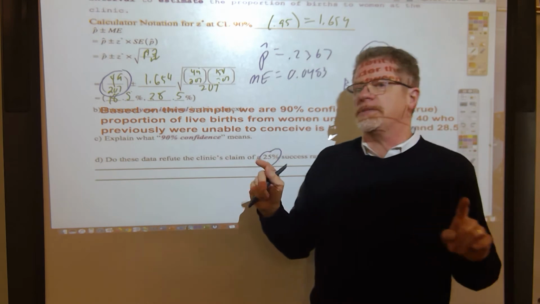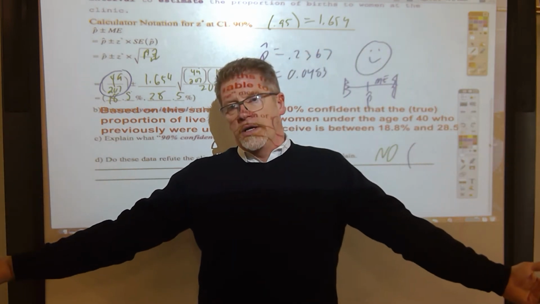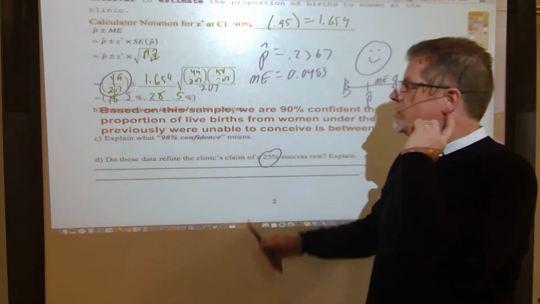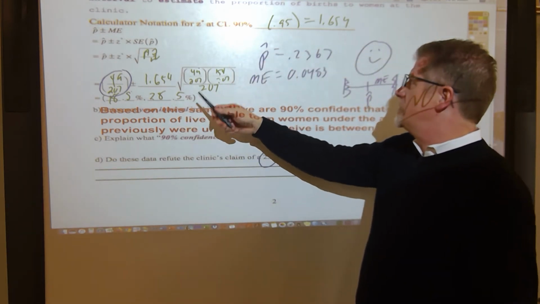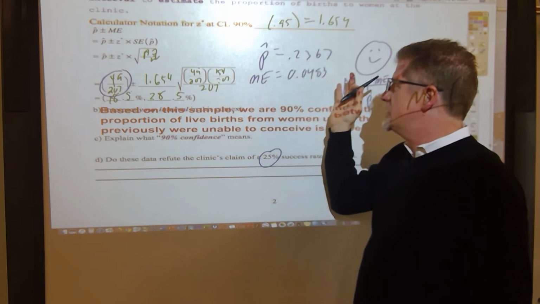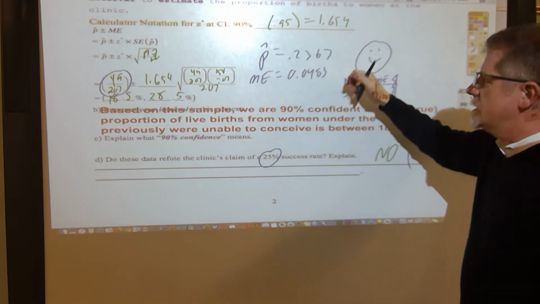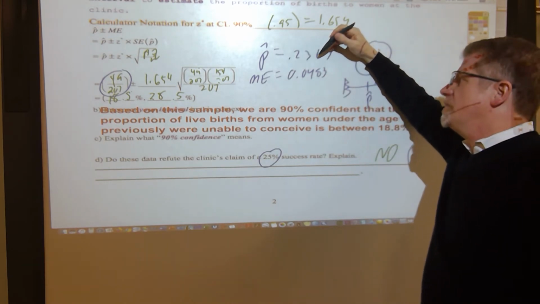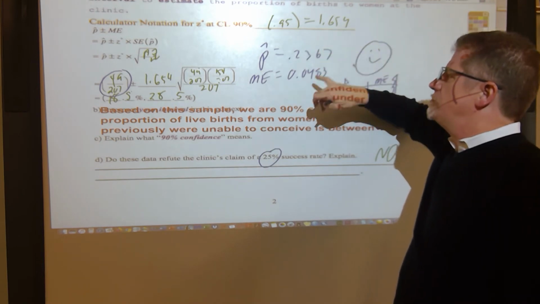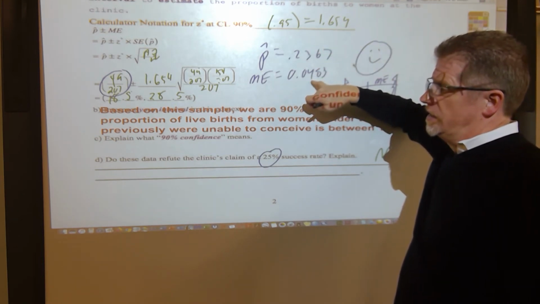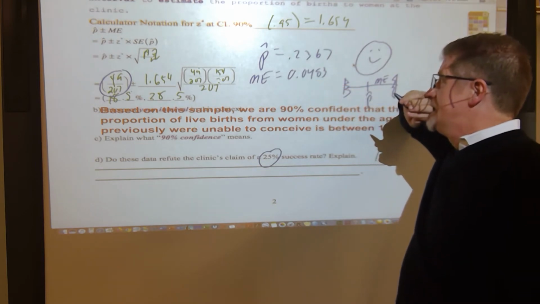Well, it's irresponsible to report out a p hat without also reporting a margin of error. So if you take 28.5 minus 23.6, it's about 5%. It's really 4.8%. So really, don't say it's 23%. Say we're 95% confident that the true proportion is 23% plus or minus 5% of women who benefit from this clinic.